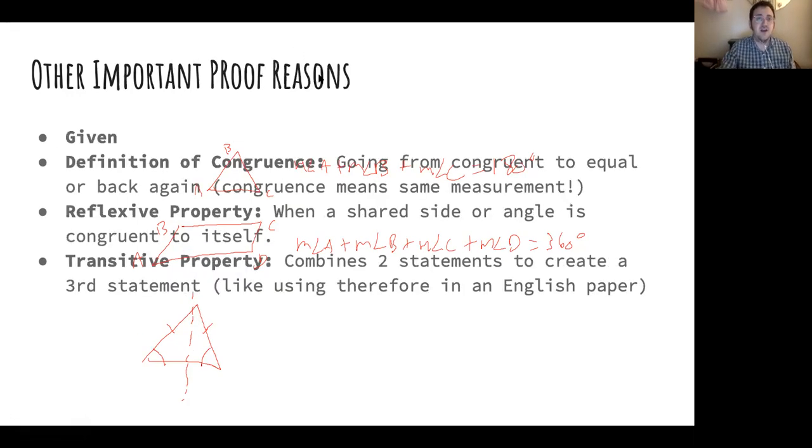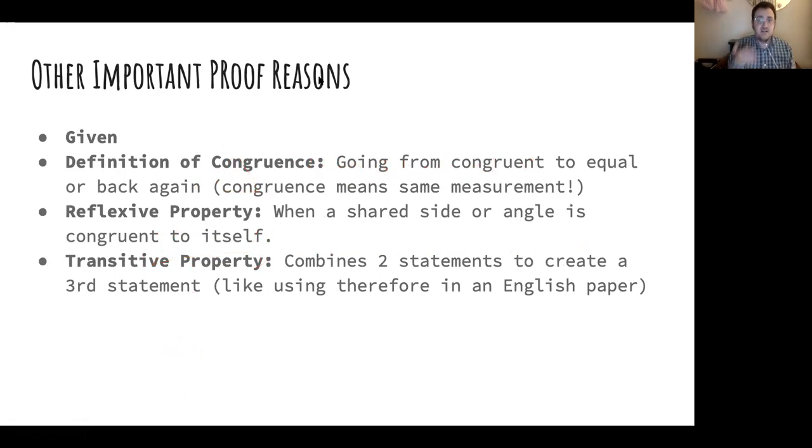And then we have some other important proof reasons. Obviously, we give you the givens. So those first statements, the reason will be generally given because we already provide some statements for you for free. And definition of congruence is when you are changing from congruent to equal sign or back again. So if I am going from the congruent symbol to the equal sign or the equal sign to the congruent symbol, I'm using definition of congruence.